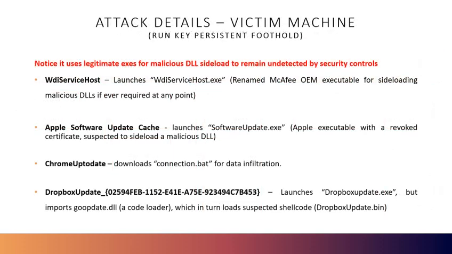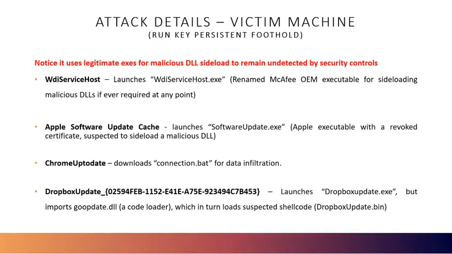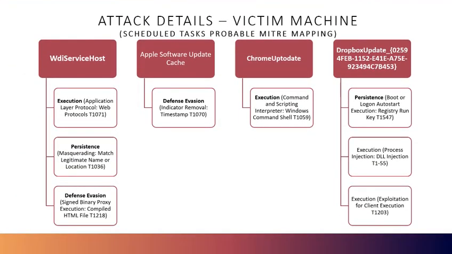This is the run key persistent foothold part for the victim machine, where most of these exes are legitimate and are masquerading legitimate names and file paths for defensive evasion. Further, when they attempt to create a run key through DLL injection, it eventually results in exploitation for client execution. These are tactics and techniques exploited by adversaries, as we discussed in the previous slide, for run key persistent foothold.